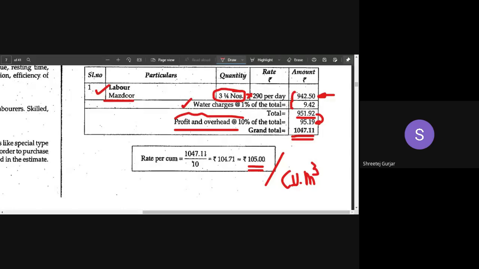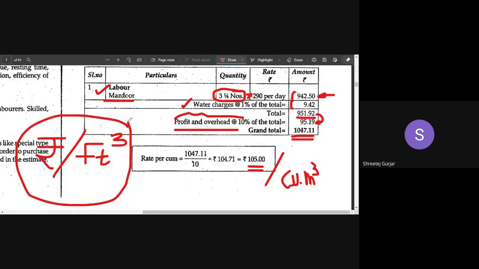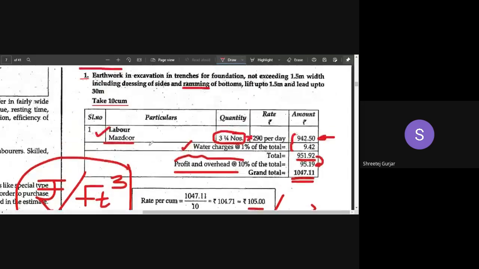Okay, per cubic meter. But what happens, as your friend has told me, in your field you usually deal with feet, not in terms of cubic meter. You deal with feet, right? So they will ask you what is the rate for excavation. Then you have to convert this cubic meter to feet, and then tell them rupees per cubic feet. Per cubic feet, what is the rate that you are charging? So this is how you have to do the rate analysis.